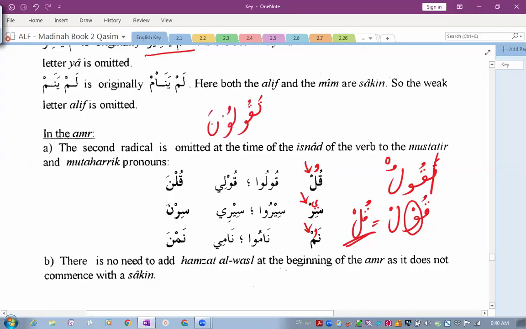Taqulu, how do we make fellow amr? We drop the ta and we drop the noon. What you are left with is qulu. Yeah, correct. So this is now fellow amr, right?